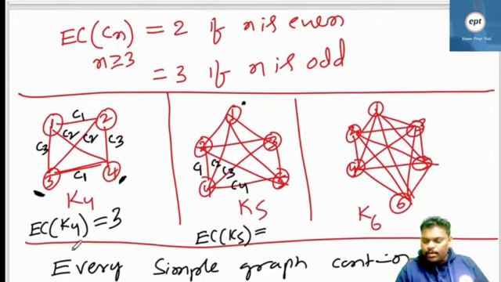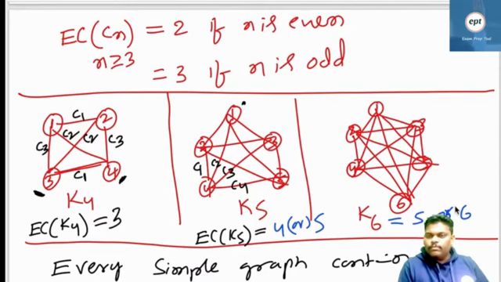Come here now. K4 edge chromatic number, right? So everyone knows maximum degree 3. Answer will be 3 or 4. So 3. Here also maximum degree is going to be 4. Answer is 4 or 5. Check. Here maximum degree 5, answer is 5 or 6. Verify.